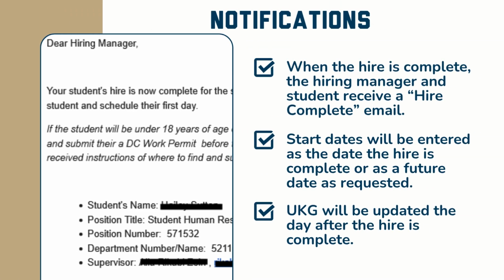After all onboarding paperwork is complete and the hire is entered into the data management system, you and the student will receive a hire complete confirmation email. Start dates will be adjusted according to when the hiring process is completed. If the requested date is in the past at the time of data entry, the start date will be the date of completion. If the start date requested is a future date, we will use that date as the first date the student can start working.